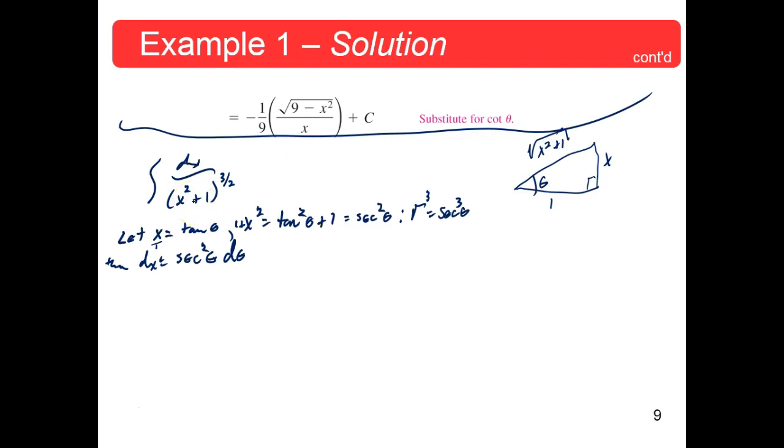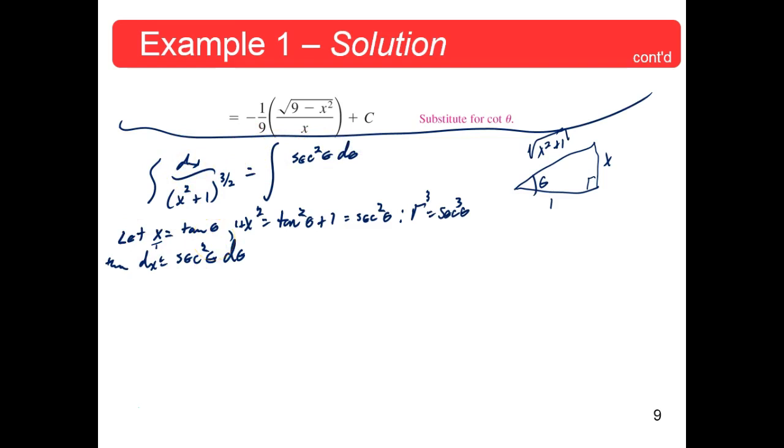Oh, isn't this nice? Okay. Maybe or maybe not, but yeah. So you really have everything you need now. So with those substitutions, let's fill in the integral. Your dx is secant squared theta d theta. That's your dx.